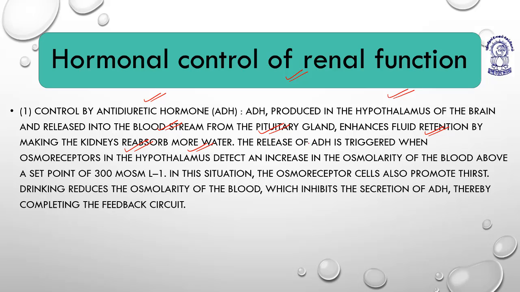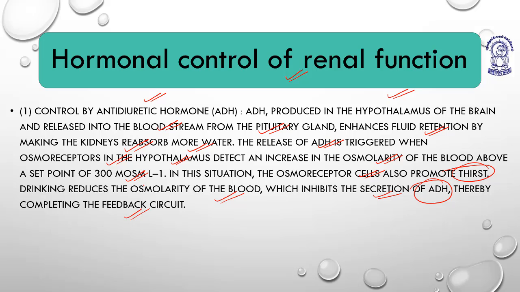The release of ADH is triggered when the osmoreceptors in the hypothalamus detect an increase in osmolarity of the blood above the set point of 300 milliosmoles per liter. In this situation, the osmoreceptor cells also promote thirst. Drinking reduces the osmolarity of the blood, which inhibits the secretion of ADH, thereby completing the feedback circuit.